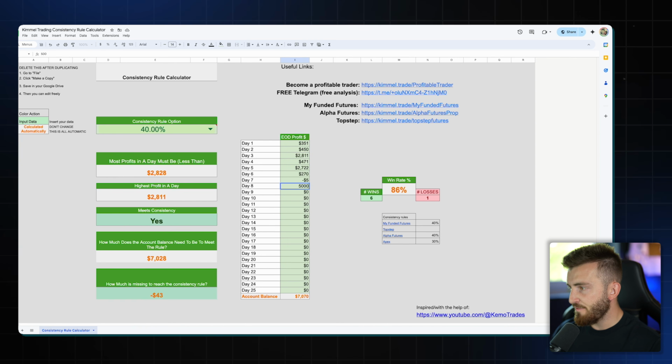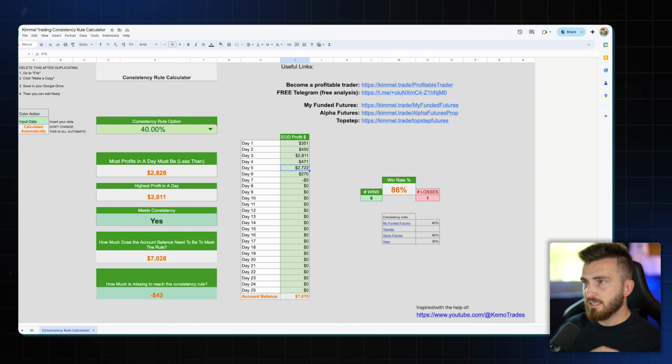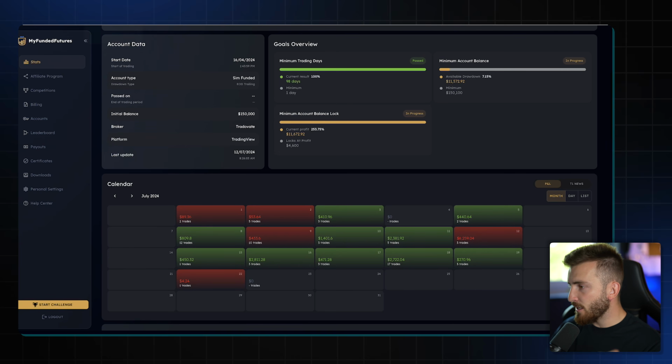So for example, if I have a $5,000 day, all of a sudden I don't meet the consistency rule, I still need to make $430 to meet the consistency rule, right? So the only things you have to change is the end of day profit and tell the spreadsheet what the consistency rule within your prop firm is. And again, I think this is a very, very helpful calculator.